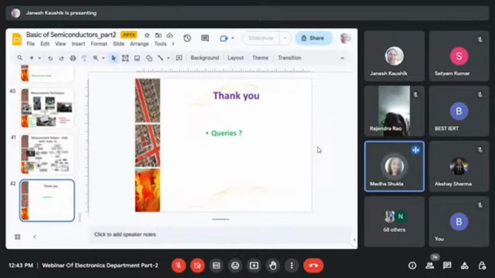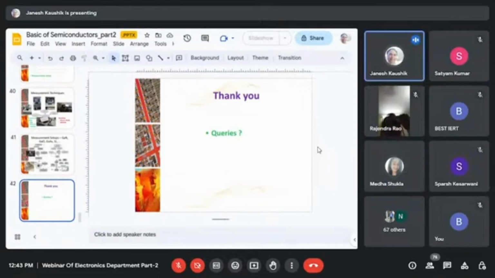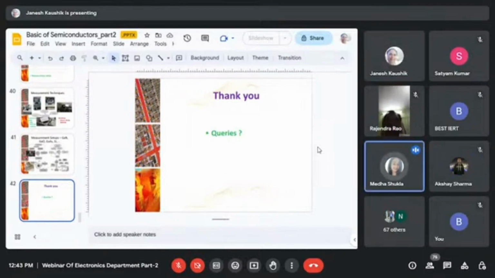Okay, so I hope everybody's doubt has been cleared. If anyone has any other doubt, then please ask. Anyone? Okay, good afternoon, sir. Good afternoon. Thank you. I have a question, sir. Yes. Sir, if we want to proceed or work in microwave technology or semiconductor technology, then what are the best ways to move further?